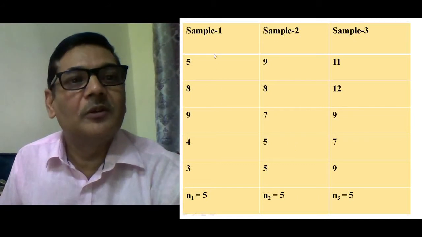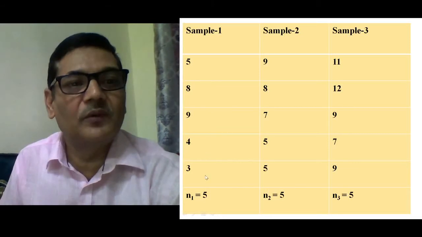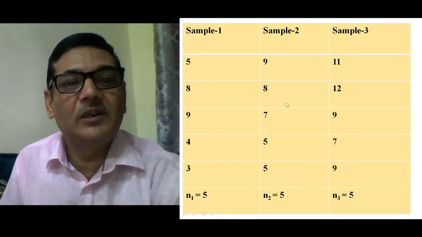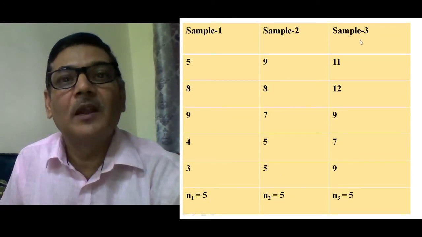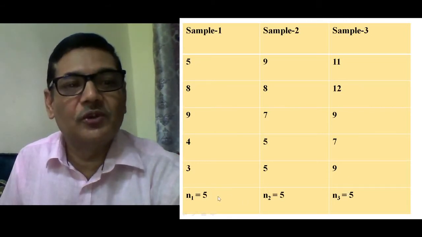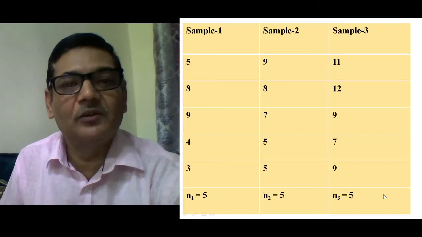What we observe is that there are a total of 5 cases, 1, 2, 3, 4, 5 in sample 1, and in sample 2 also, luckily, 5 individual cases are there, and in sample 3, 5 observations are there. So N1 is 5, N2 is 5, and N3 is also 5, and capital N will be 15, because it is the total of N1 plus N2 plus N3. So here itself we can know the capital N value, and that will be 15.